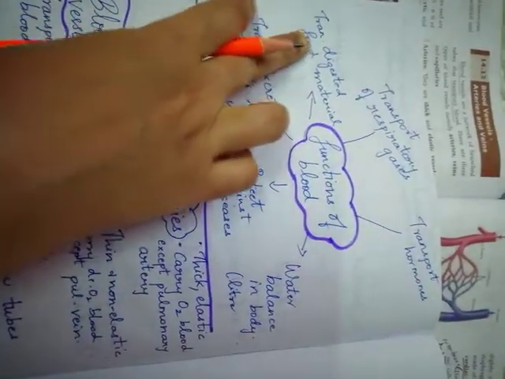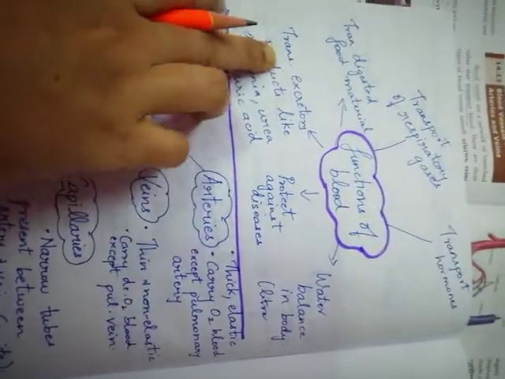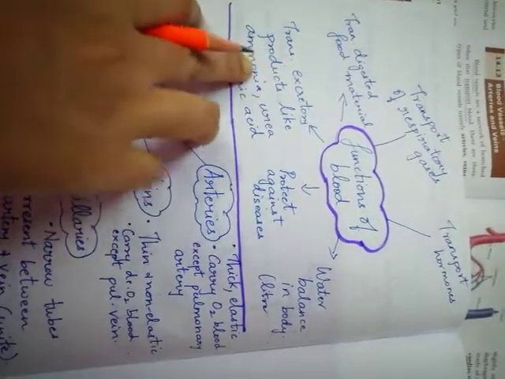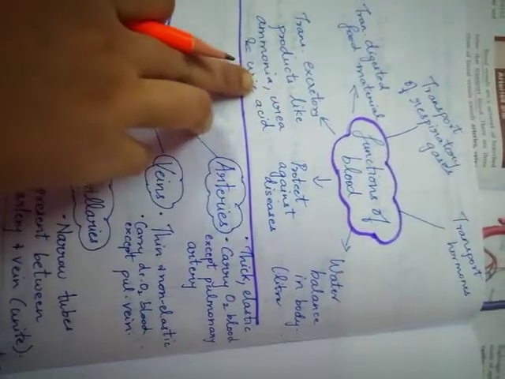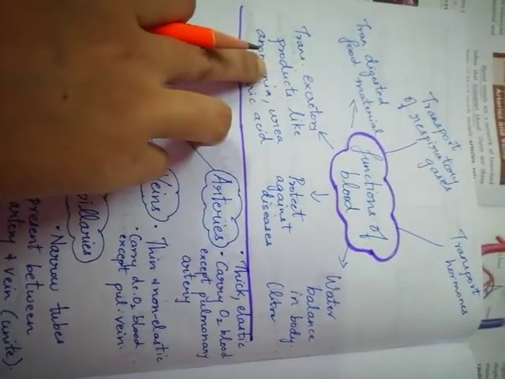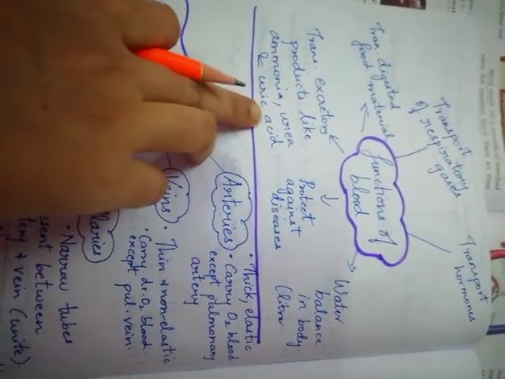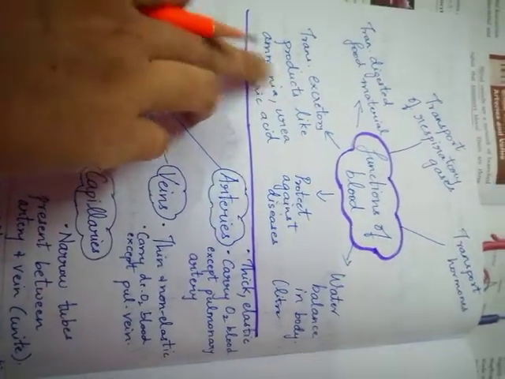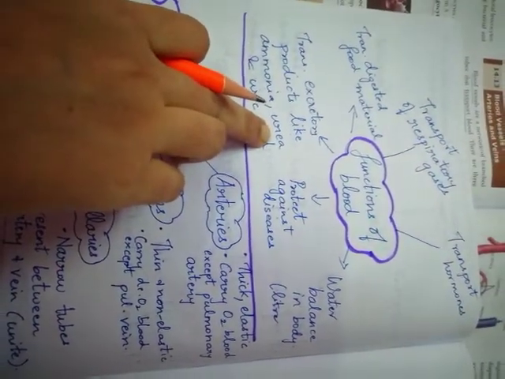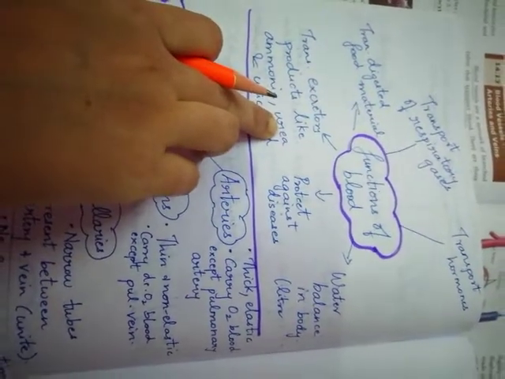Other than that, they also transport any digested food material. Then they also transport excretory products like ammonia, urea, uric acid. What are excretory products? For example, the excretory product for humans is urea. The excretory product for birds is uric acid. The excretory product for fishes is ammonia. So in humans, blood helps to transport the excretory product urea.